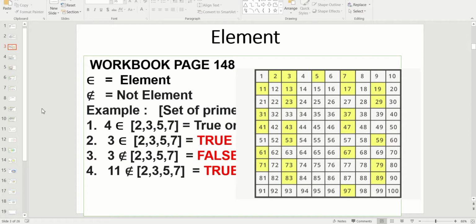For element, inshallah, you have already understood it and you have done the workbook, so I'm going to skip it.